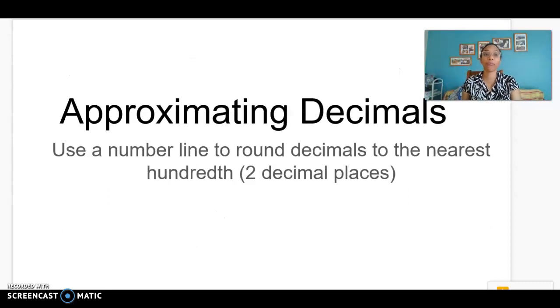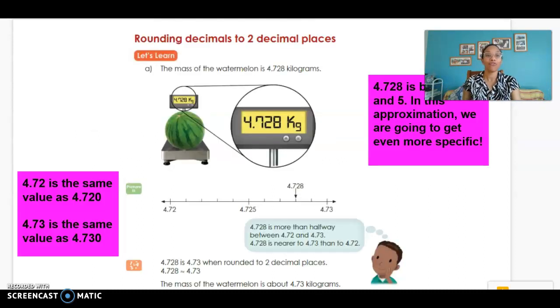Now we're going to work on approximating or rounding decimals. We will use a number line to round decimals to the nearest hundredth. Rounding to the nearest hundredth means rounding to 2 decimal places. Remember that when we use a number line, we need to think about our outer bounds critically. I'm going to show you how to do that in the next few slides. Our first decimal is 4.728, or 4 and 728 thousandths. This decimal is written in terms of thousandths, but we want to write it in terms of hundredths.